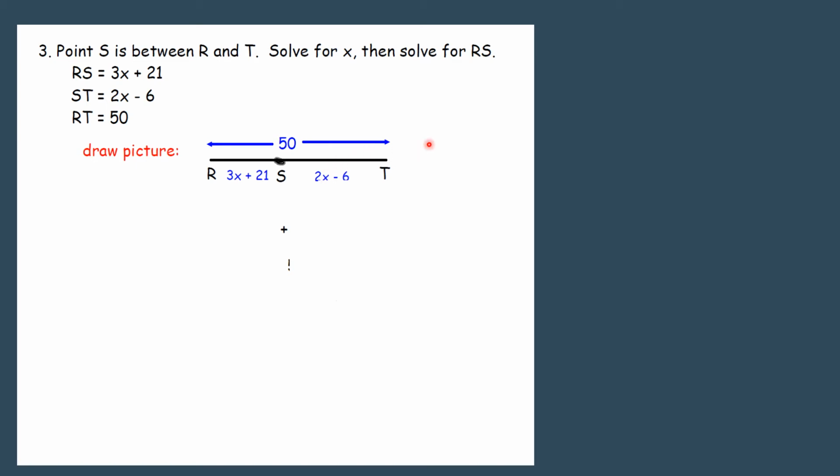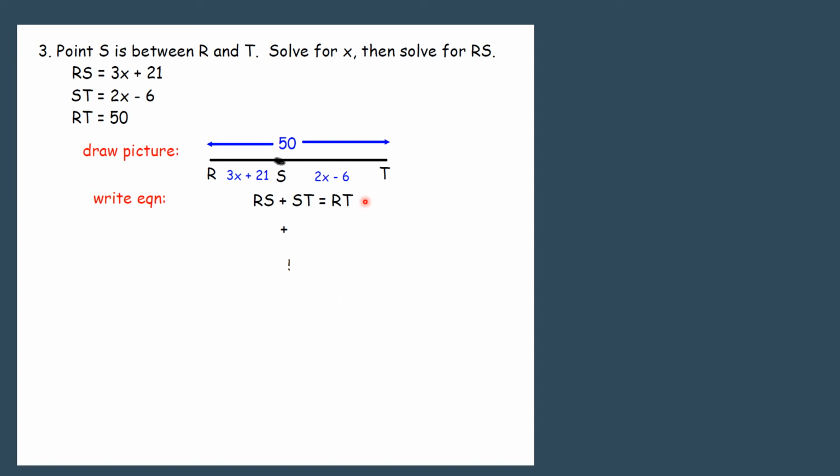Step 2 is do the geometry just like you did yesterday, and that is to write the equation without the numbers. So the length from R to S plus the length from S to T equals the length of R to T. We always want to make sure we start with as much geometry as we can, because that's how we're going to support our logic and our arguments.